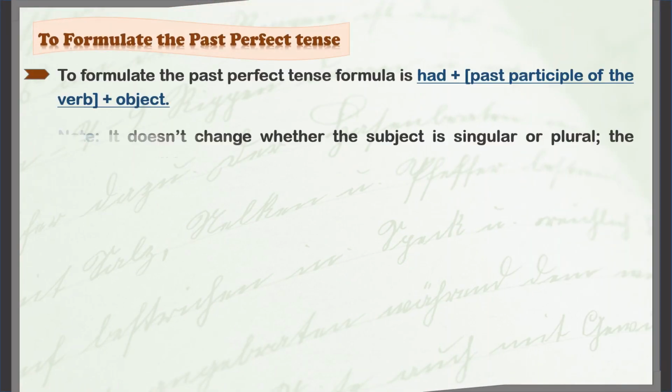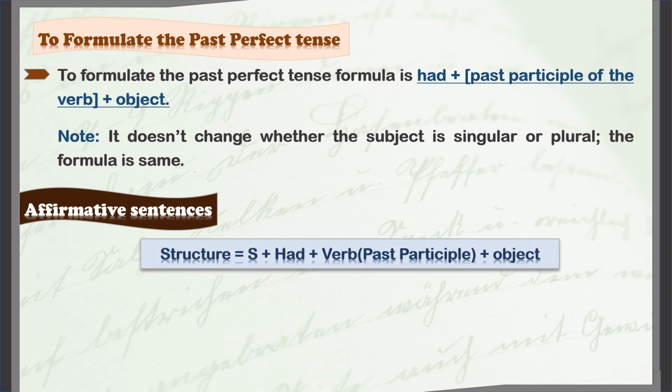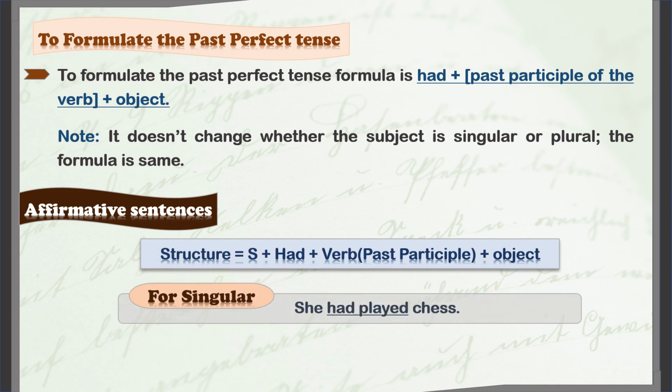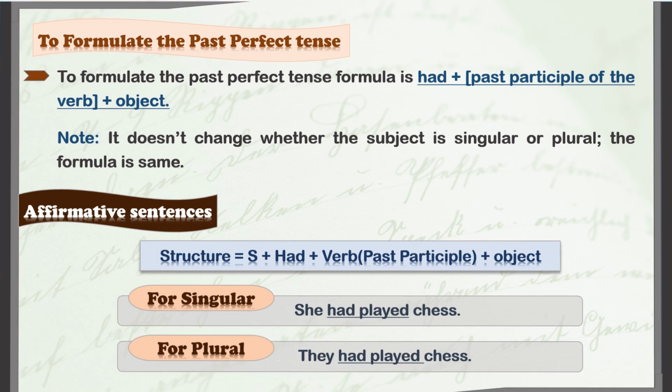To formulate the past perfect tense, the formula is had plus the past participle of the verb plus object. For affirmative sentence, the structure is subject plus had plus verb plus object. Example for singular, she had played chess. Example for plural, they had played chess.